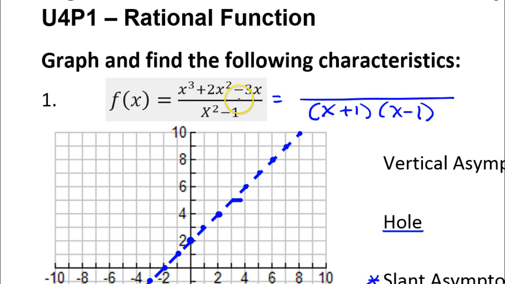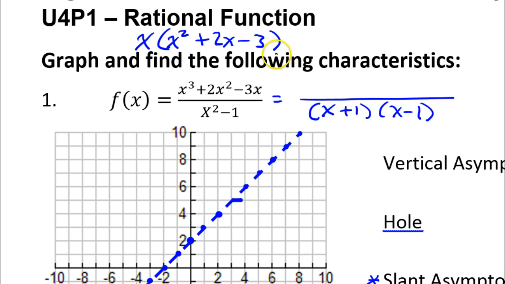Okay, now the numerator. First of all, these all have x's. So that's a GCF. There's a common factor. So the first step of factoring is always to pull out the GCF. So I'm going to bring this x outside of parentheses before I do anything else. That's going to leave x squared plus 2x minus 3.